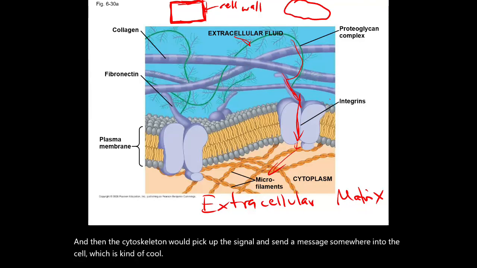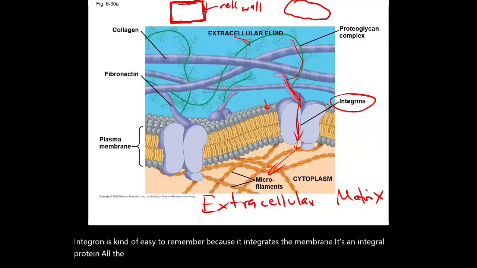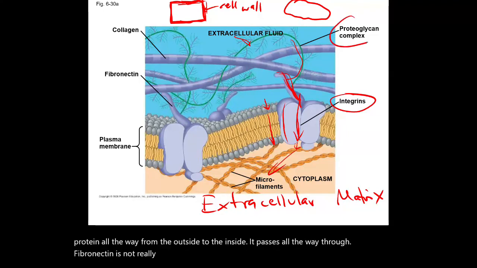Integrin is kind of easy to remember because it integrates the membrane. It's an integral protein all the way from the outside to the inside. It passes all the way through. Fibronectin is not really all that important. Proteoglycan, I don't really care too much if you memorize that.